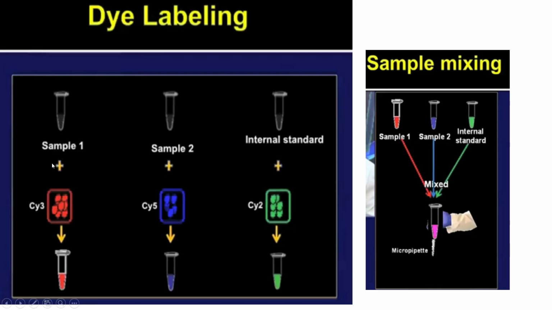In terms of labeling, we generally label samples with Cy3 and Cy5, and we generally label the internal standard with Cy2 dye, because these two have similar molecular weight and this one has a bit different molecular weight. So for control samples and disease samples, you can divide accordingly and label them. After labeling with Cy3 and Cy5 and the internal standard with Cy2, you'll basically mix all three of them.